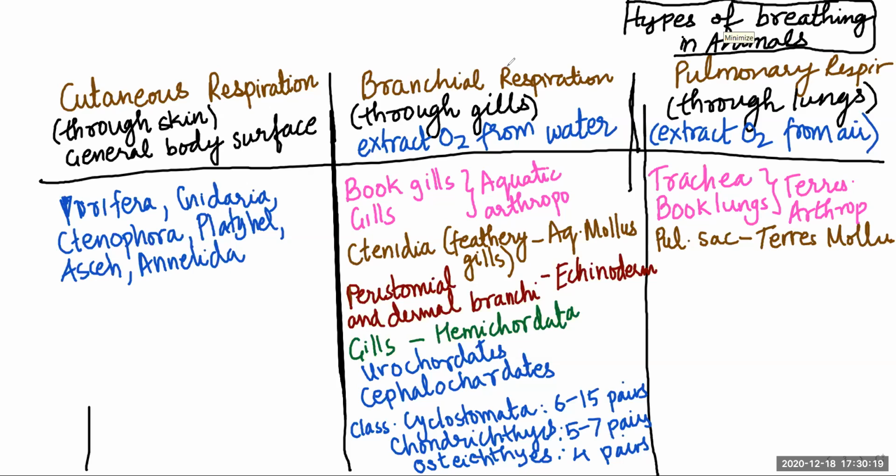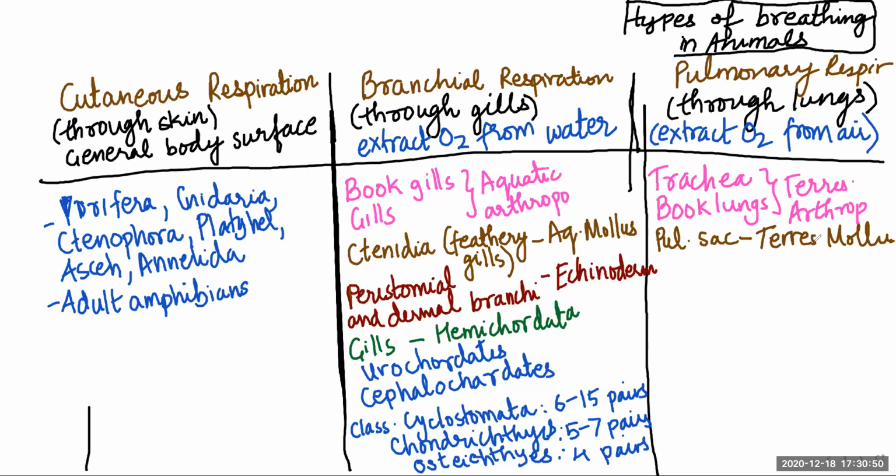Yeah, Annelida can also respire through gills, but their primary mode of respiration is through skin. That's their primary mode of respiration. अब आ गया एम्फीबिया. ठीक है, सो adult amphibians can respire through skin. Adult amphibians generally respire through skin.